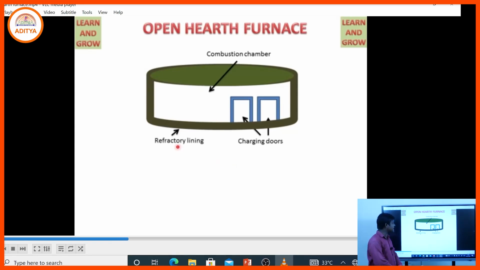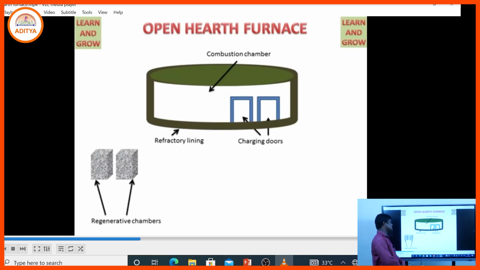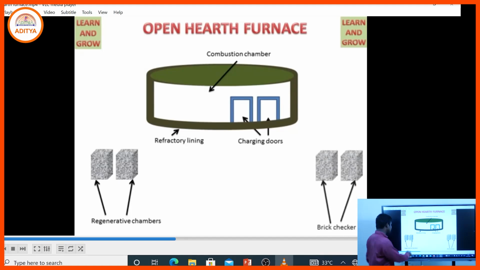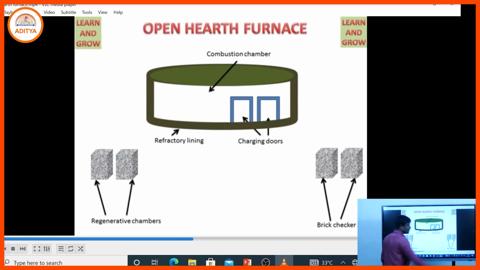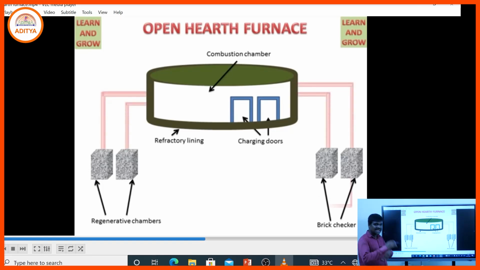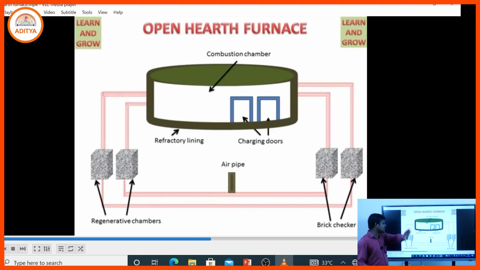We use refractory lining in every furnace because it withstands high temperature. Here are the regenerative chambers. Regenerative chambers are used to preheat the air and the produced gas. And that is the brick checker. Why do we use the brick checker? When the fuel gas passes through the brick checker it is preheated, then it comes through the regenerative chambers and is preheated again, and then it goes into the furnace chamber.